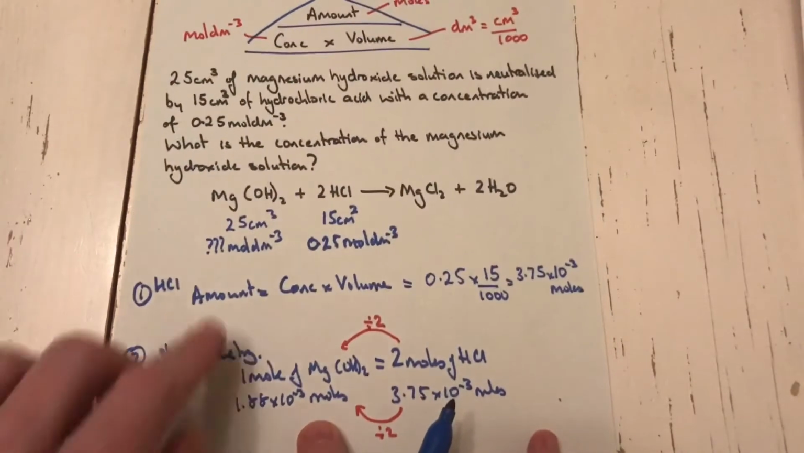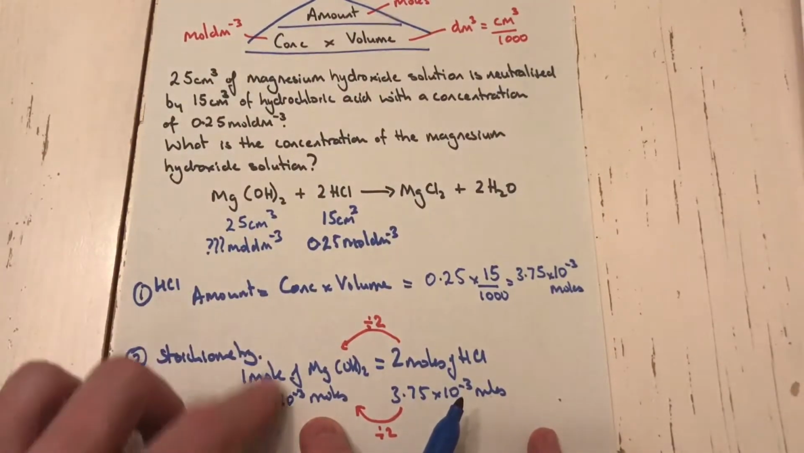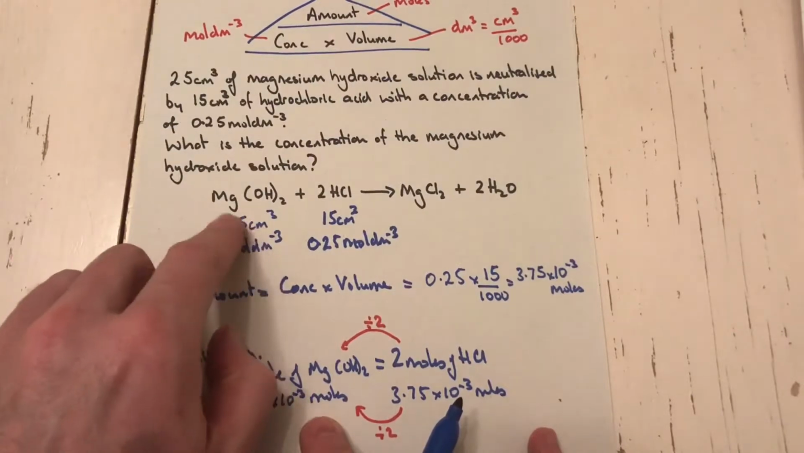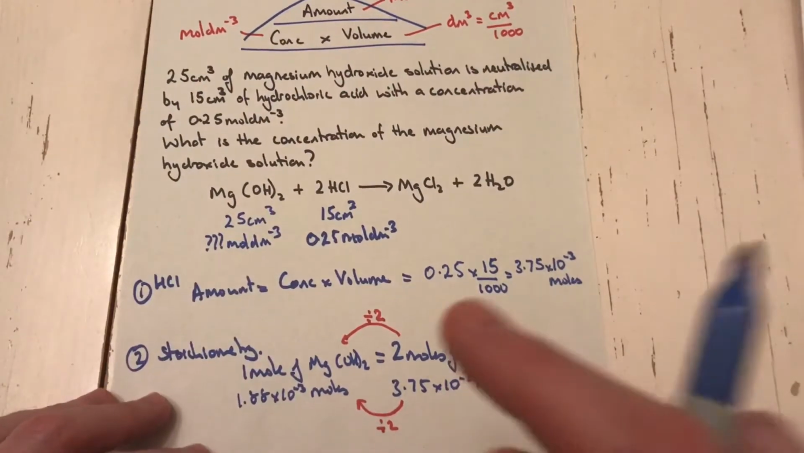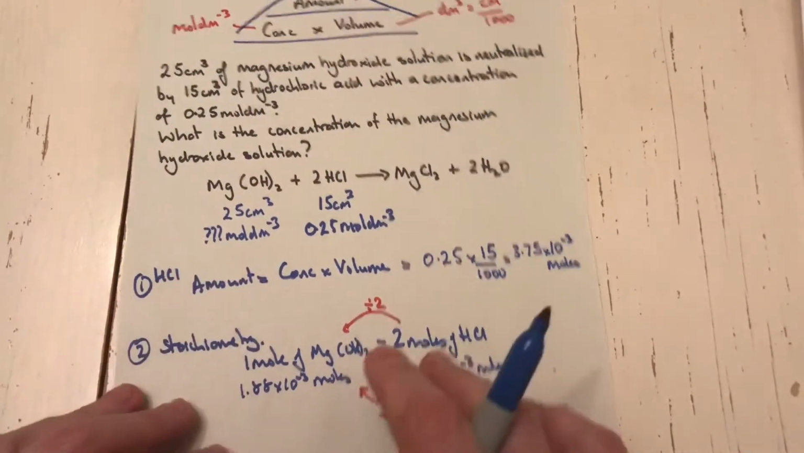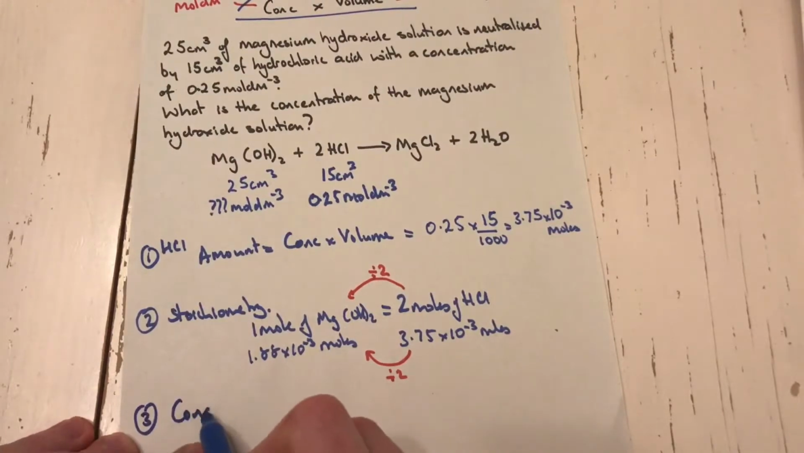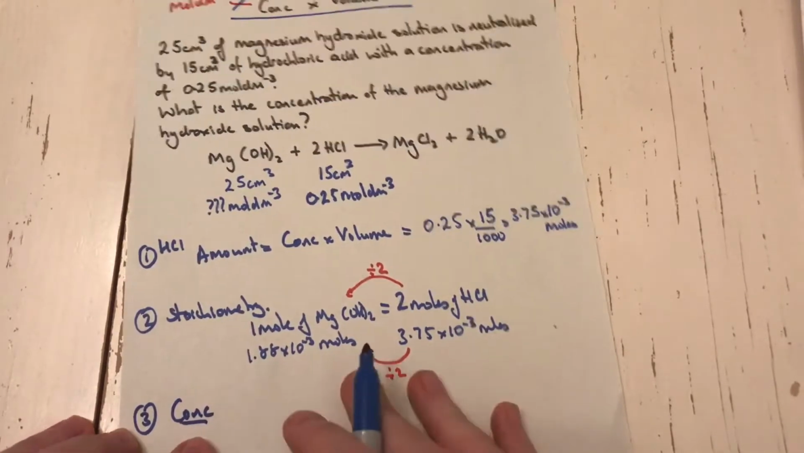Now this many moles of this magnesium hydroxide are in 25 centimeters cubed. So I've used stage 2. We've worked out the moles in this volume that has reacted with the acid. Step number 3, I've now got to find out my missing value, which is my concentration. So step number 3 is find the concentration.